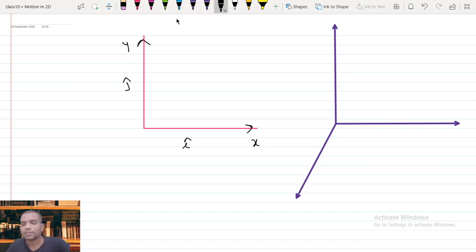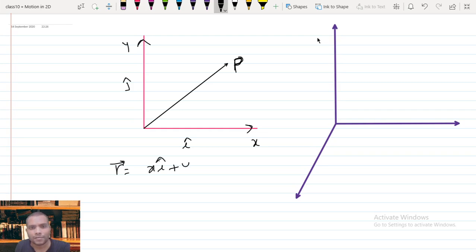Suppose a vector is drawn in two dimensions, so this is a vector. How can we represent this vector in terms of an equation? If this P is a position vector, the standard form to write the position vector is r bar equal to x i cap plus y j cap. Here x is the magnitude along the x-axis and y is the magnitude along the y-axis. And i cap and j cap are the unit vectors along the x-axis and y-axis.